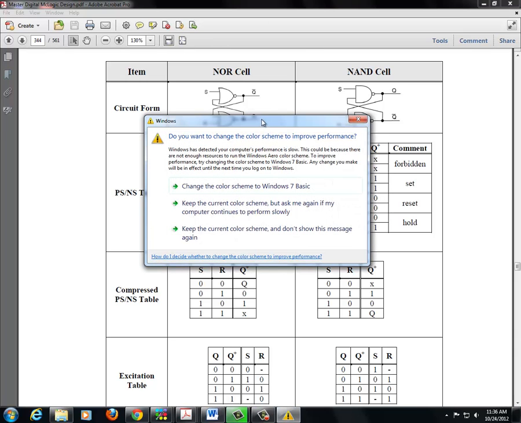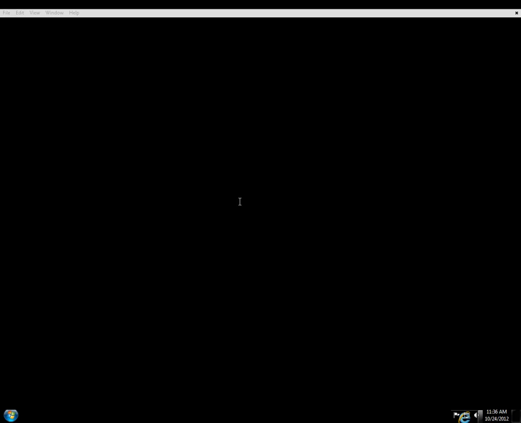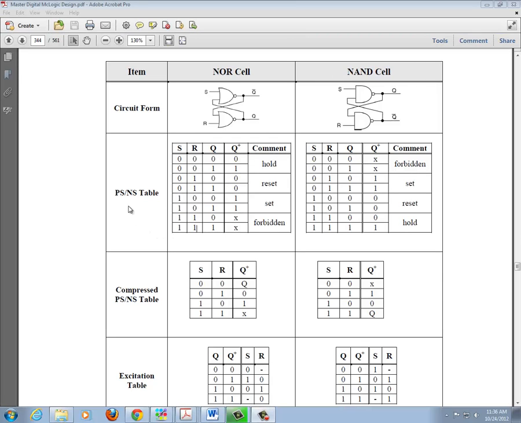So this truth table here is known as a present state next state, or PSNS table. The reason it's called that is because it tells you the present state Q and the next state Q naught. So instead of calling it just a basic truth table, we call it a PSNS table. Then we looked at a compressed PSNS table form where we noted that 0, 0 was just Q, 0, 1 was 0, 1, 0 was 1, and 1, 1 was X, or forbidden.